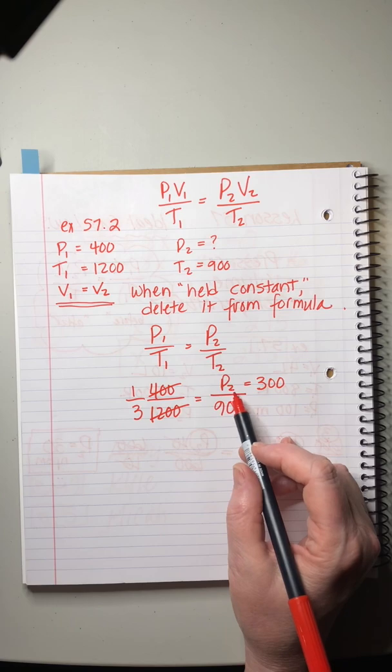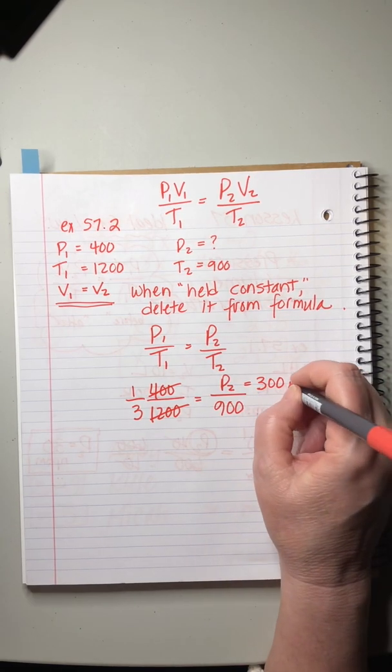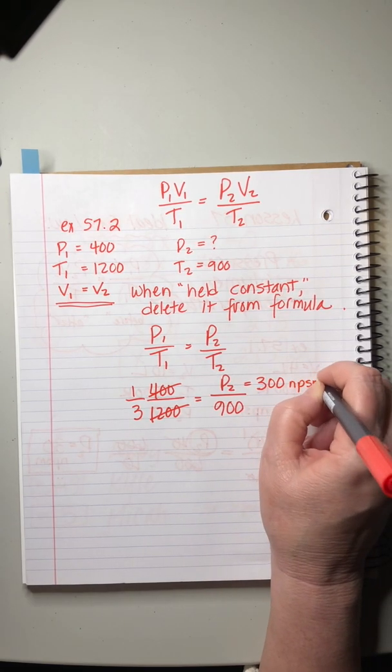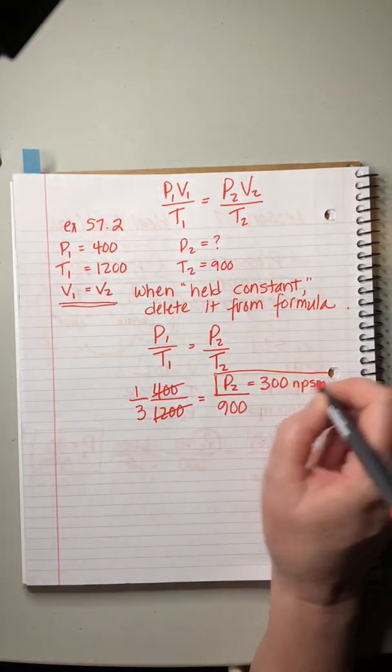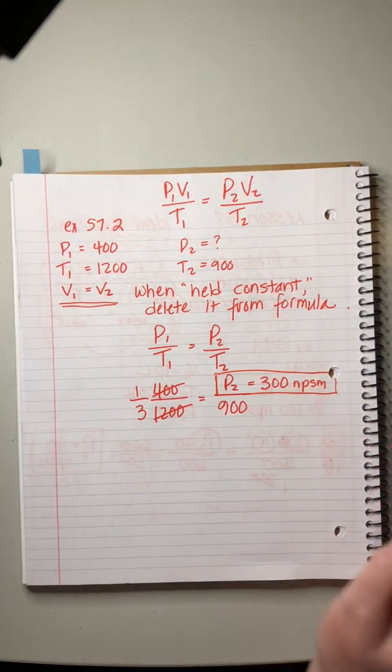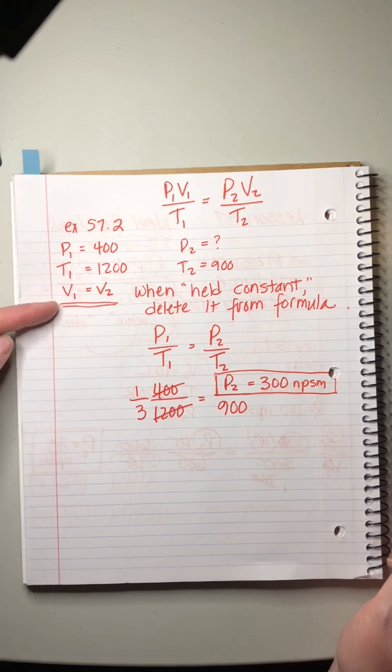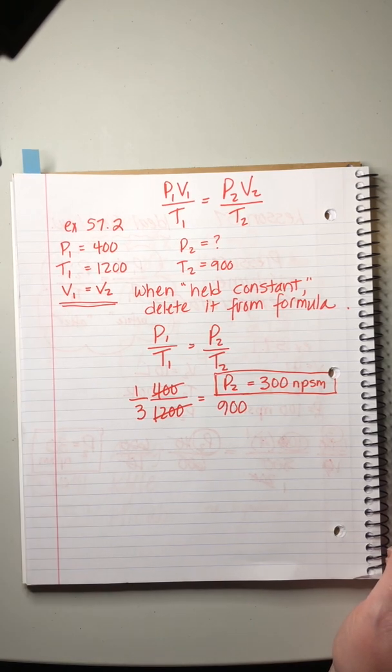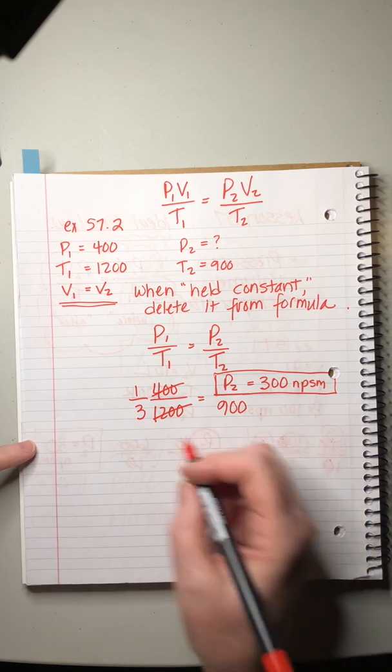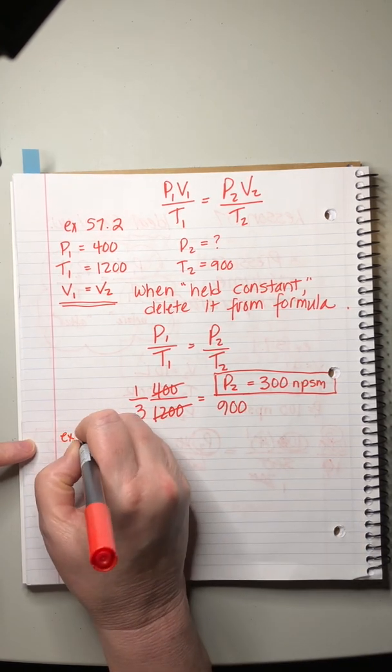And again, I want to put a unit on it. This is newtons per square meter again. It just so happened that in both of these problems, we solved for pressure. In this one, we were able to eliminate volume because it was held constant. In the first one, we had all three. Okay, we just have one more. I think I can make it fit.